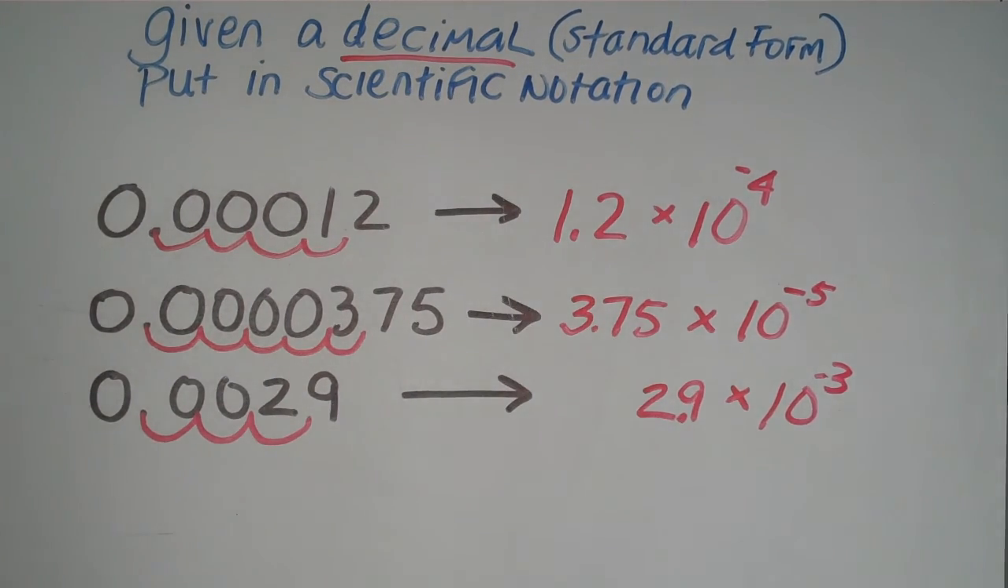And that's really it. It's quite simple when you practice it. Just keep in mind, anytime you have a negative exponent, you have a decimal, and vice versa. And anytime you have a positive exponent, you have a whole number, okay, in standard form. All right, practice.